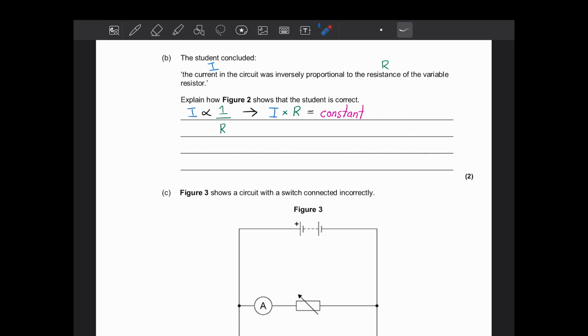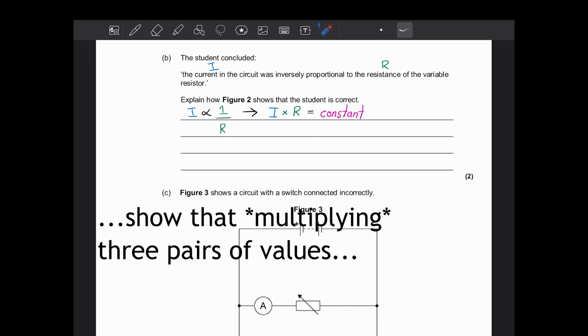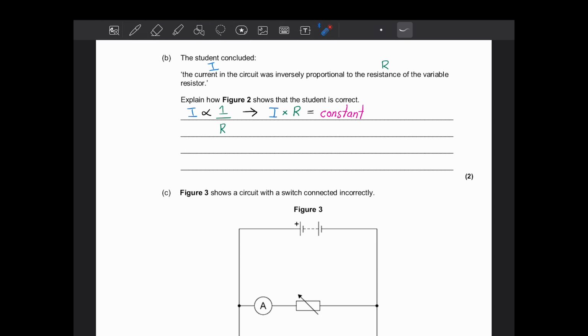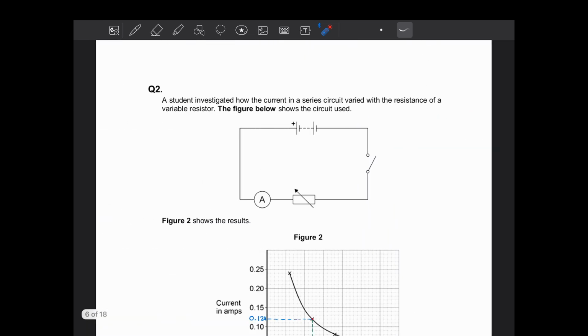So, how do I actually prove this using the graph? To read off a line from the mark scheme, you are expected to show that 3 pairs of values give you a constant number. This is just something you have to do. The mark scheme always asks you to pick 3 points, prove it that way. I like to do 4 just in case I misread one of the points. Let's go ahead and do this.